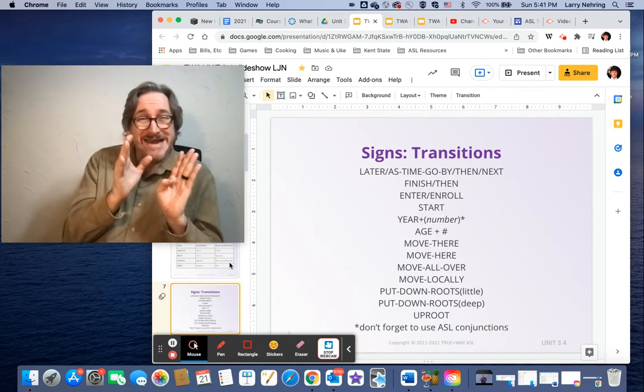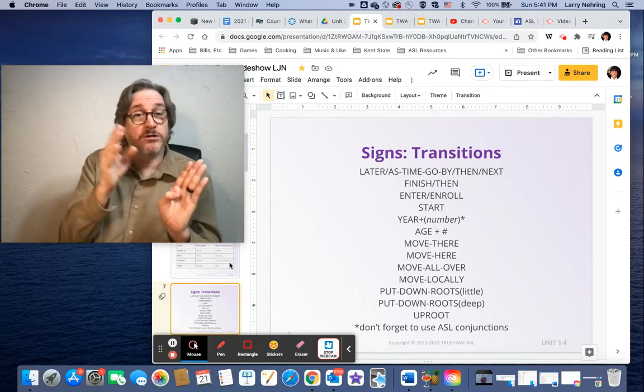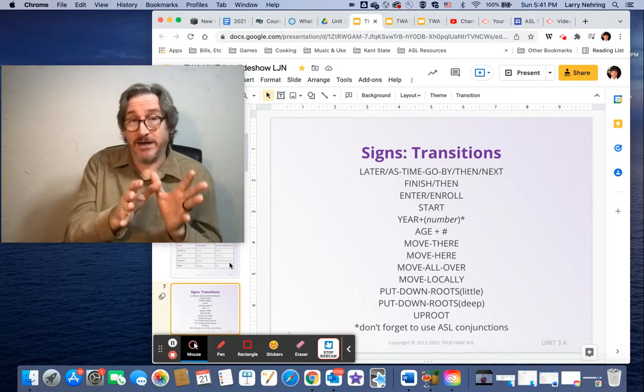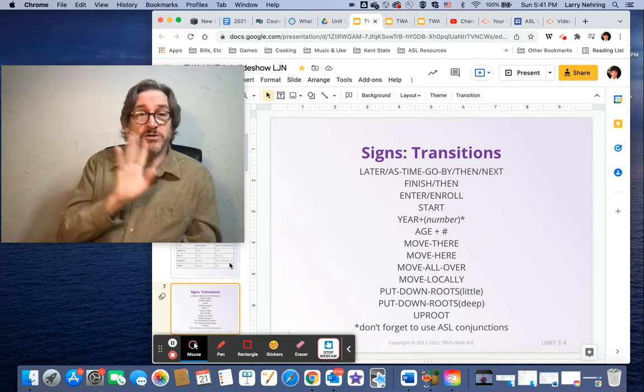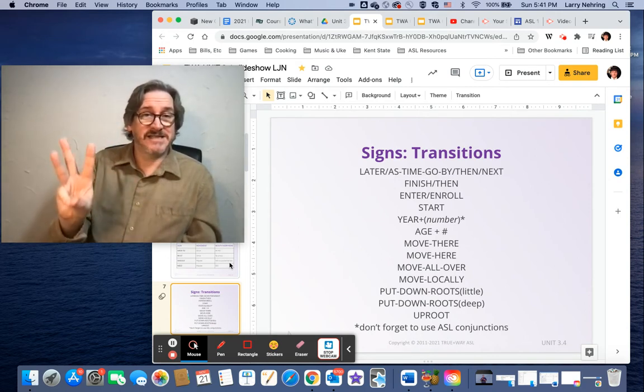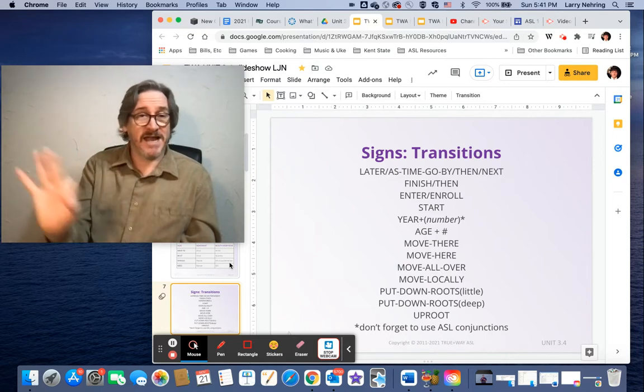From 1 through 9, 1 year to 9 years, you can actually incorporate the handshape of the number. 1, 2 years old, 3 years old, 4 years old, 5 years old, 6 years old, 7 years old, 8 years old, 9 years old.